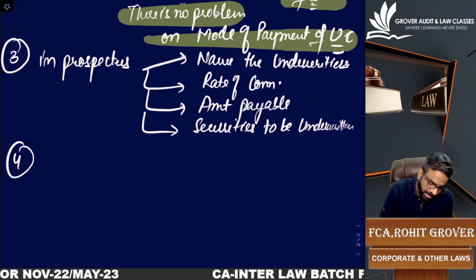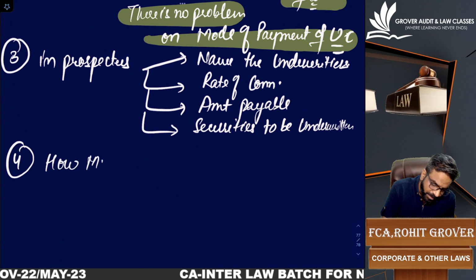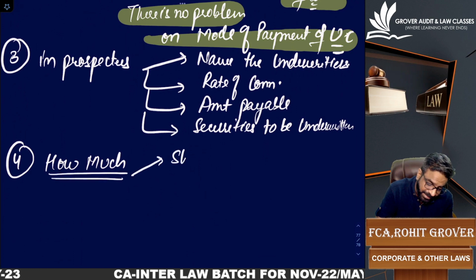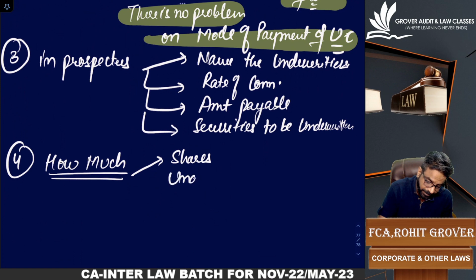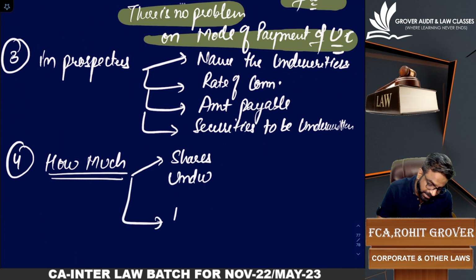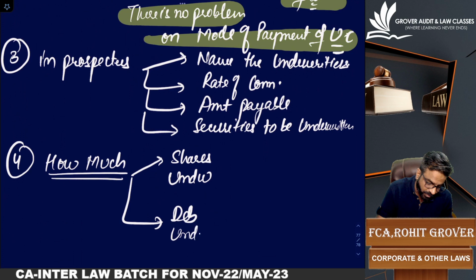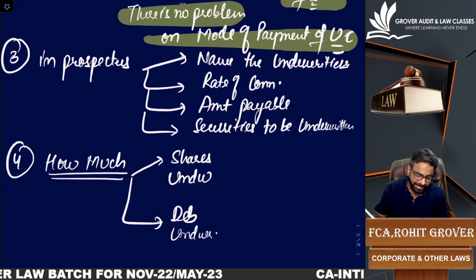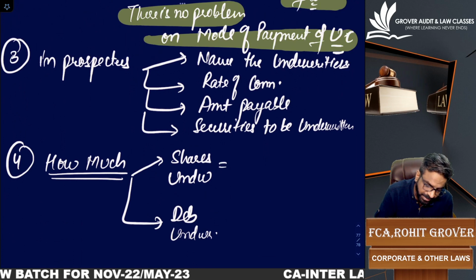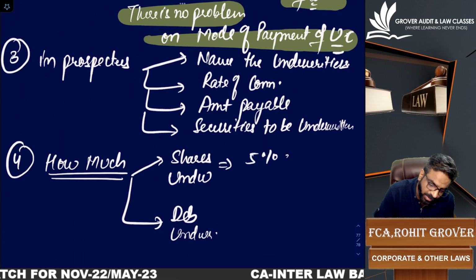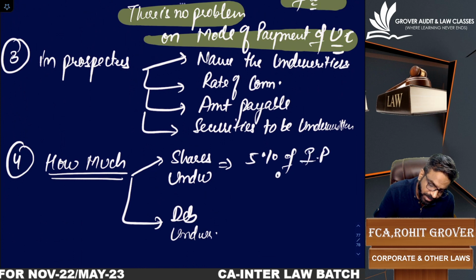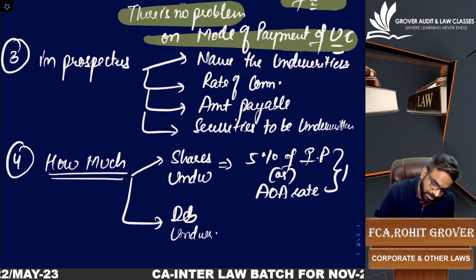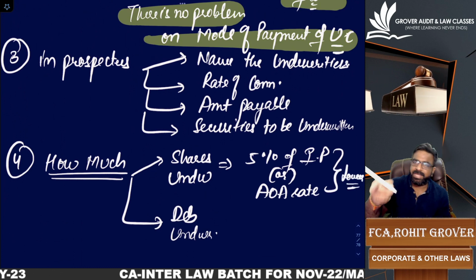Next point. Sir, how much commission can we pay? That is also condition number 4. Now remember, if you are hiring underwriters for share underwriting and if you are hiring underwriters for debenture underwriting, I think all of you know this. You might have done this in accounts. If you are hiring the underwriters for share underwriting, you have to pay 5% of the issue price or the AOA rate, whichever is lower. You can't pay more than the AOA rate.